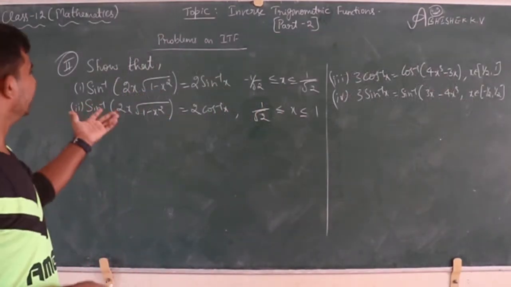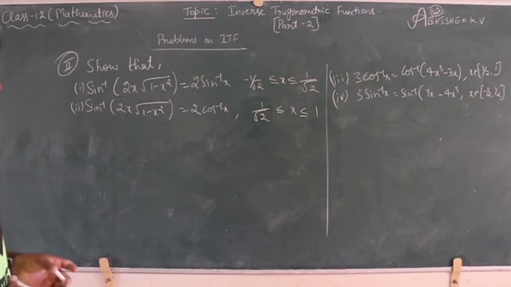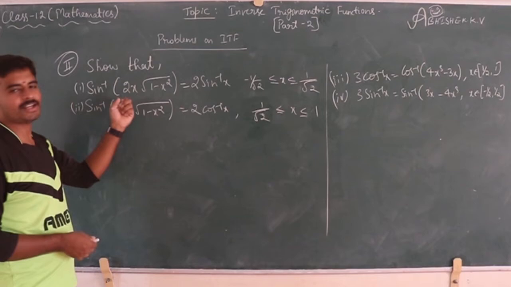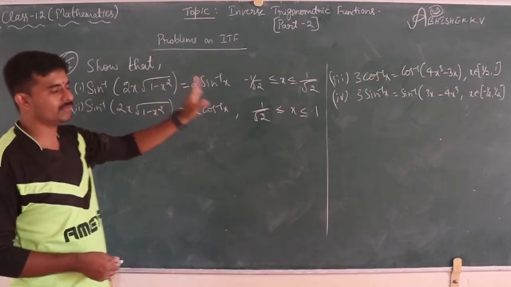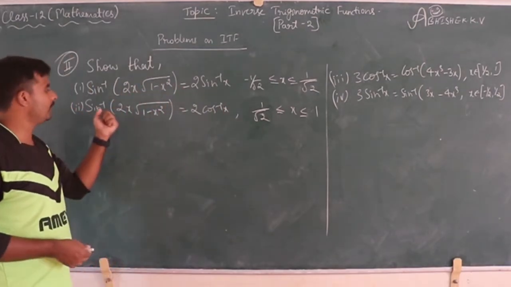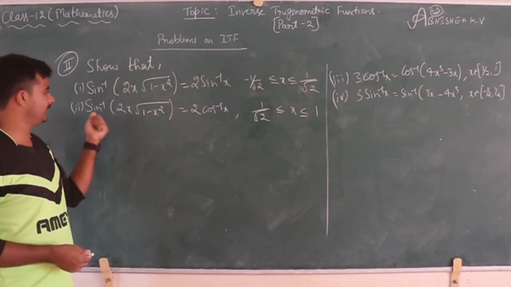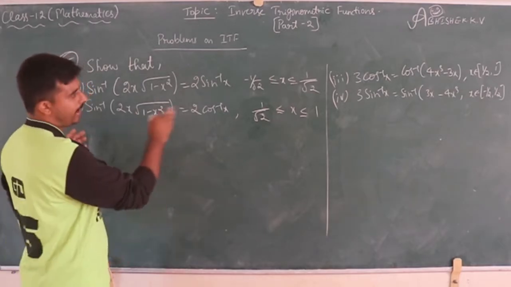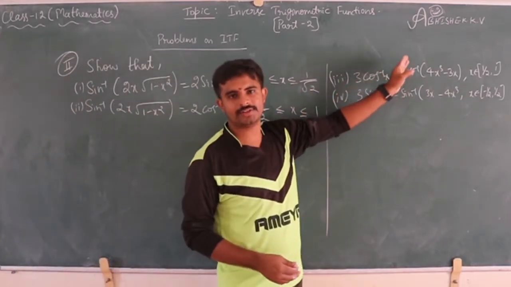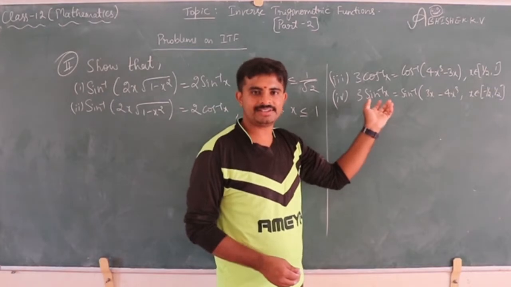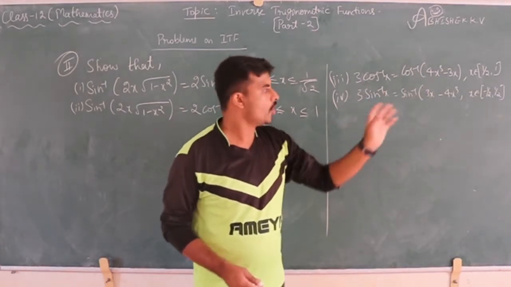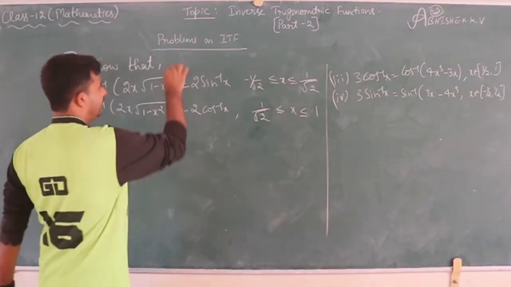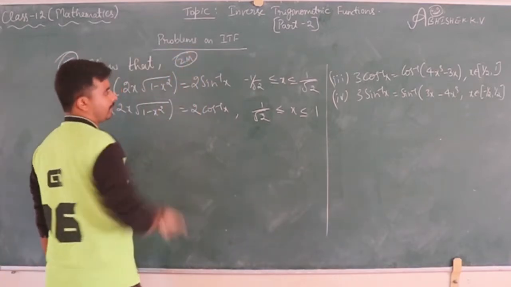Let us move on to the second type of problems on inverse trigonometric functions. Here the examiner asks, show that sin inverse of 2x into root of 1 minus x square is equal to 2 sin inverse x, and sin inverse of 2x into root of 1 minus x square is equal to 2 cos inverse x. Also, 3 cos inverse x is equal to cos inverse of 4x cube minus 3x, and 3 sin inverse x is equal to sin inverse of 3x minus 4x cube. We need to prove this. Out of these 4, you will definitely get any one for 2 marks.